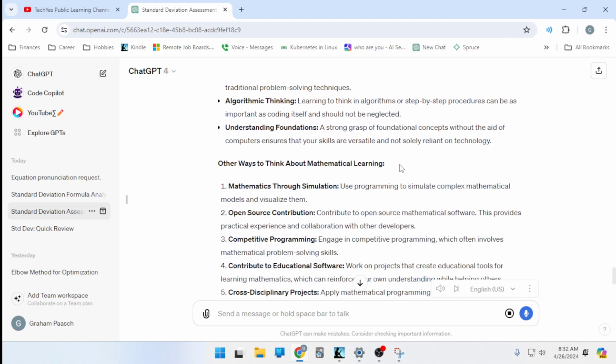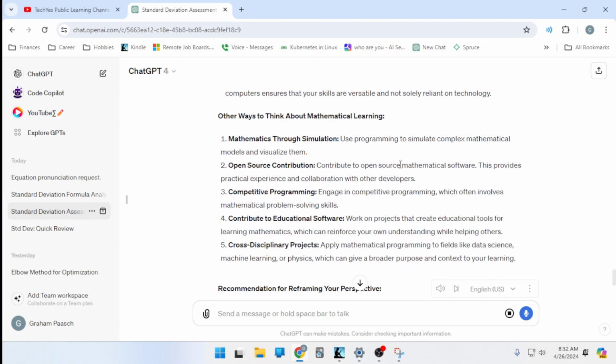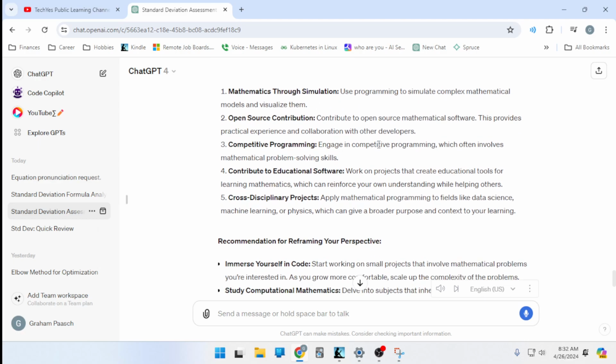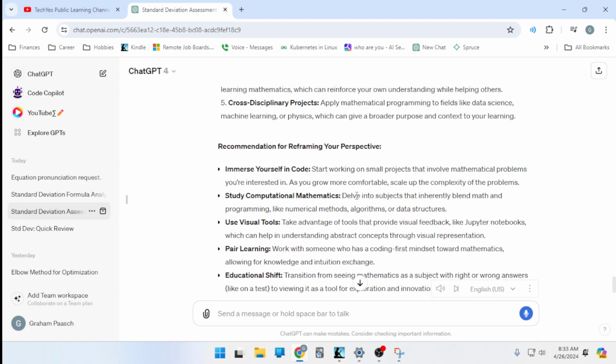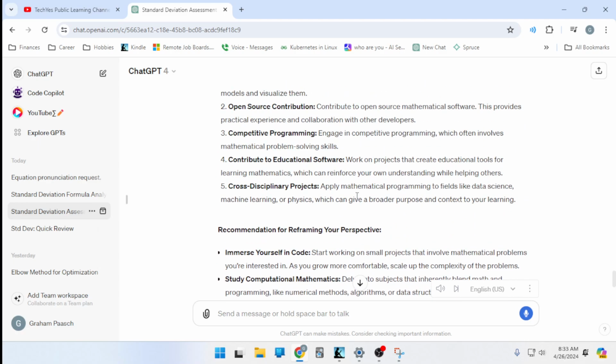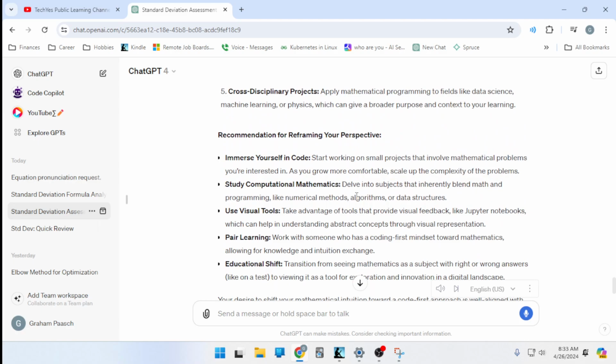Other ways to think about mathematical learning. One, open source contribution. Contribute to open source mathematical software. This provides practical experience and collaboration with other developers. They skipped this one: competitive programming. Engage in competitive programming, which often involves mathematical problem-solving skills. Contribute to educational software. Work on projects that create educational tools for learning mathematics, which can reinforce your own understanding while helping others. Cross-disciplinary projects. Apply mathematical programming to fields like data science, machine learning, or physics, which can give a broader purpose and context to your learning.